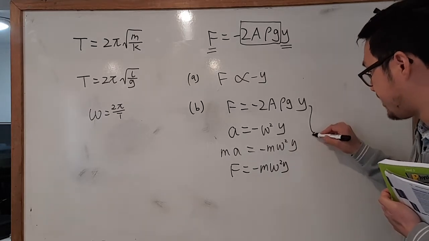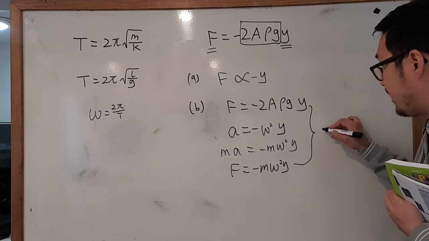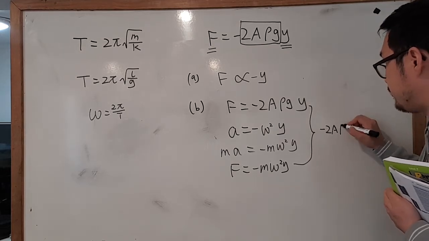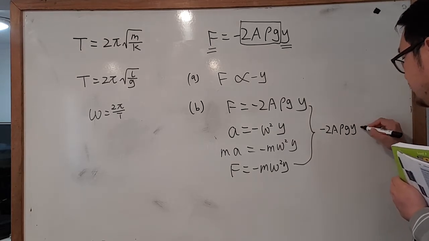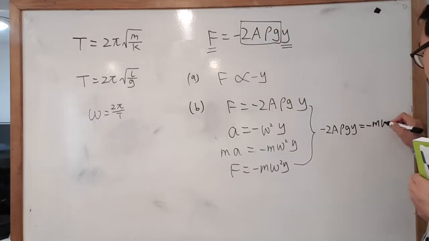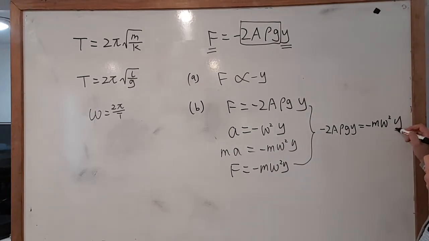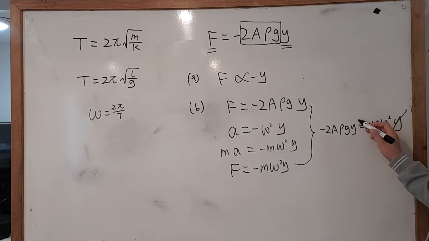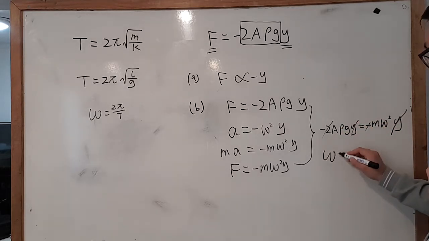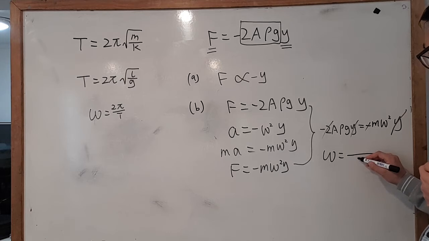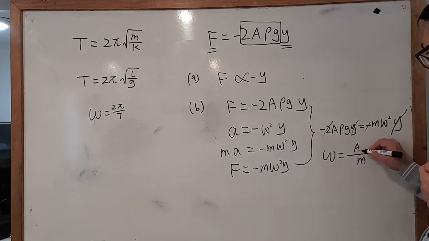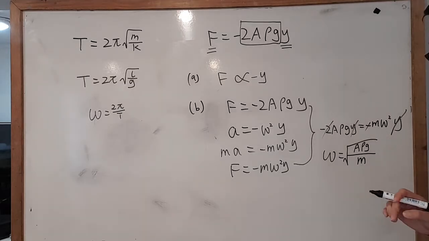Now I can equate these two equations. Negative 2A rho g y is going to equal negative m omega squared y. In this way, I can cancel the y and cancel the negative sign, and I divide it to this side. Omega squared equals 2A rho g over m. Then give it a square root.